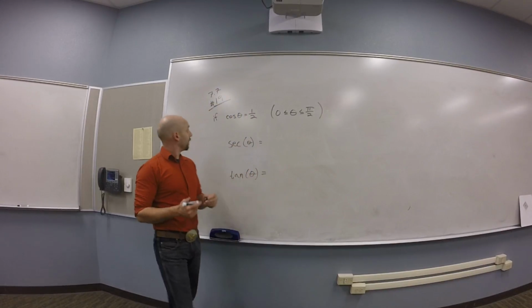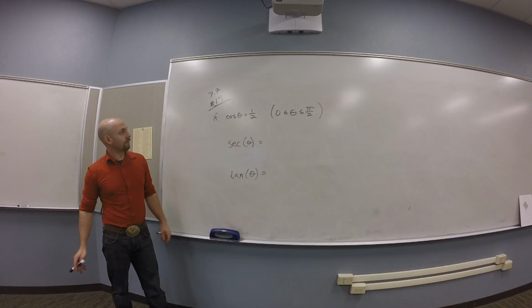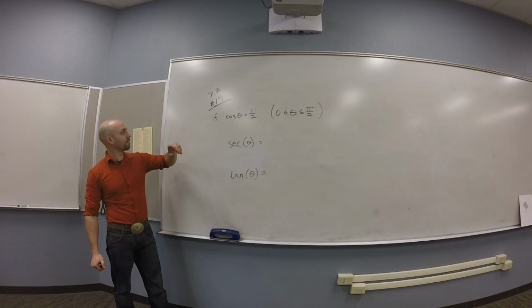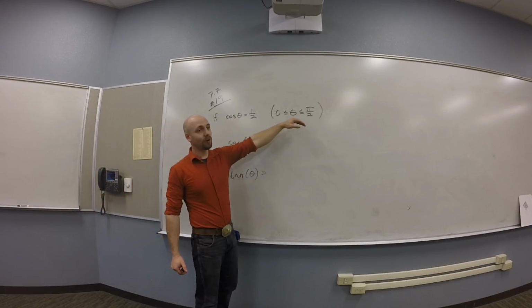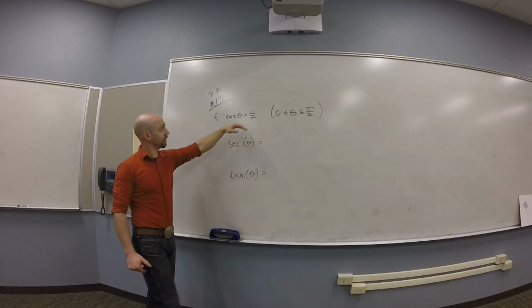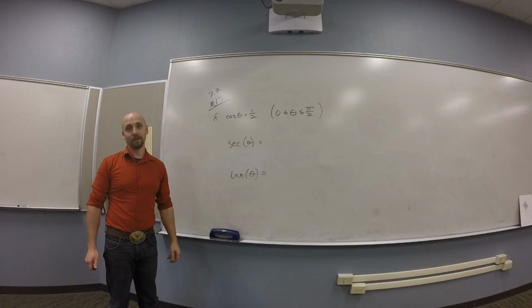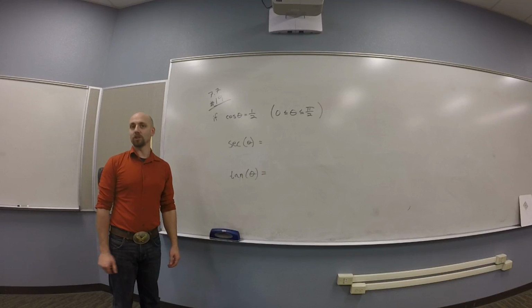Okay, so for number 19 and 7.7, let's assume we have an angle theta that's between 0 and pi over 2, where the cosine of theta is 1/2. Right? We could get a triangle out. Which triangle do you want to get out, Zach?